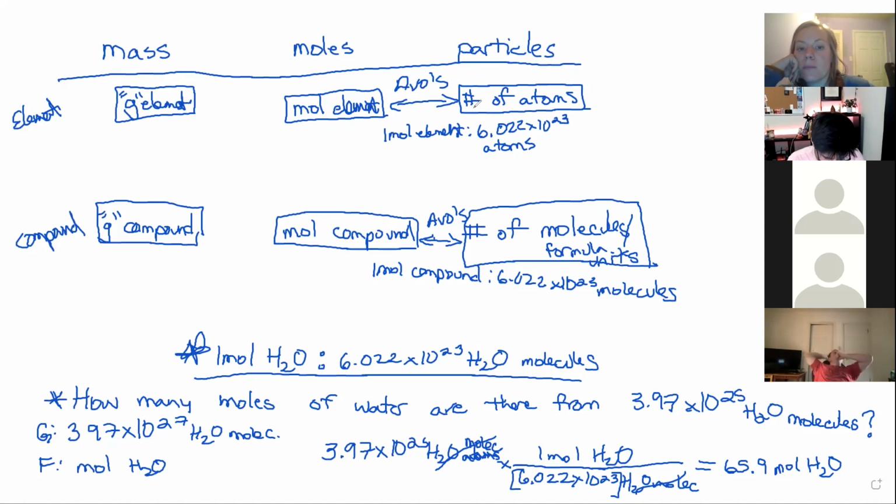So I feel like this part isn't that bad. Going between moles and individual particles or vice versa, it's the same conversion factor every time. It's just moles using Avogadro's number.